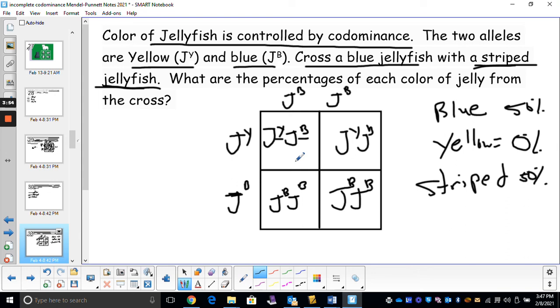In codominance, ladies and gentlemen, if you have one of each allele, or it's heterozygous, the heterozygous genotype in codominance, co-show, both traits show up. So we'll say yellow and blue striped jellyfish.